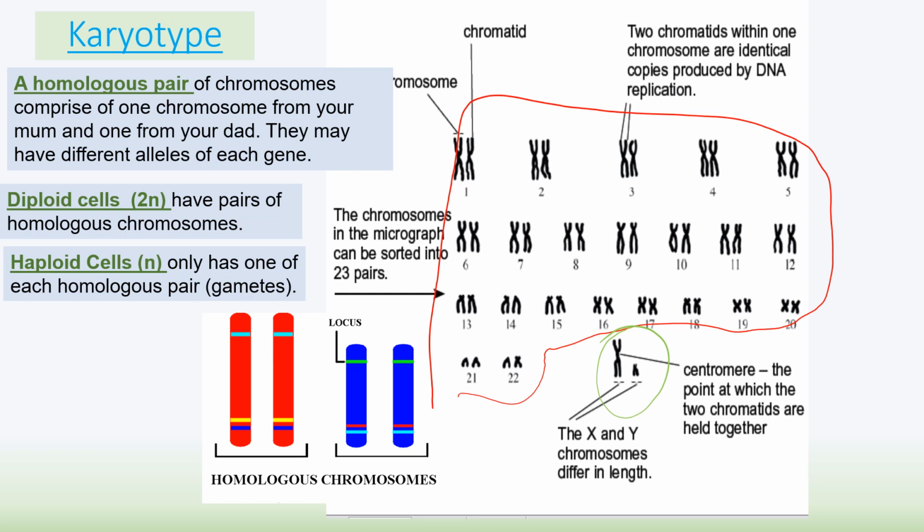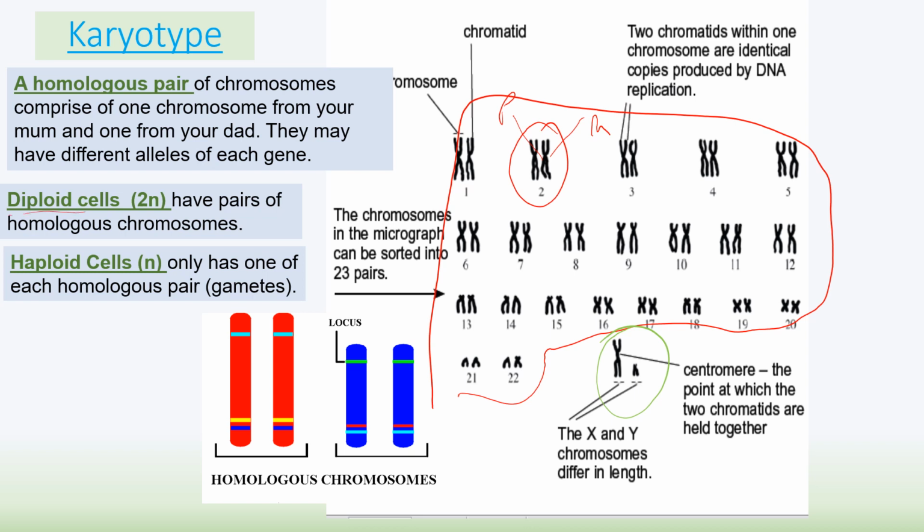And a homologous pair of chromosomes means that you get one from your mom, one from your dad. So this pair 22, one of those is the paternal chromosome from the dad, one of those is the maternal chromosome from the mom. And obviously when we're making gametes, we don't give all 46, we only pass on 23 of our chromosomes. So when you have a full 46 chromosomes, this is called a diploid cell.